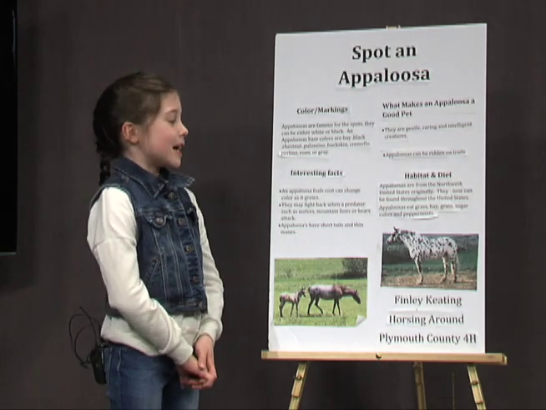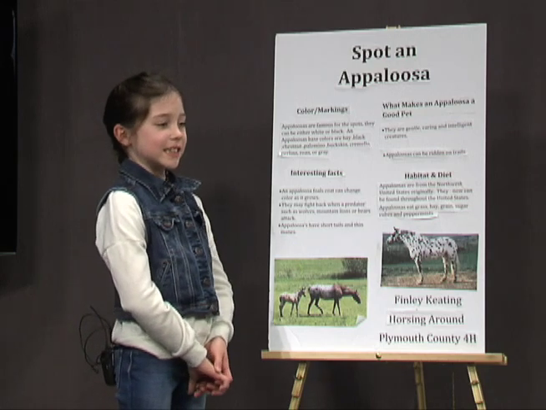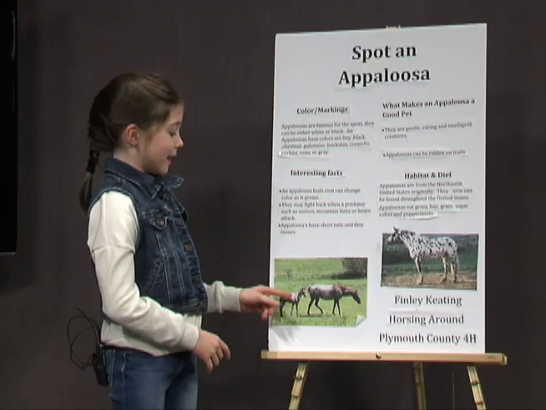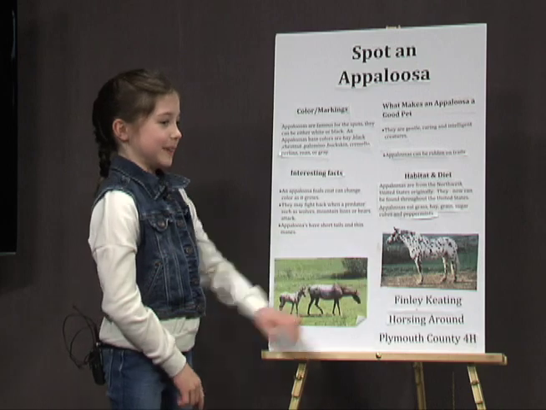Habitat and diet. Appaloosas are from the northwest United States originally. Now they can be found throughout the United States. Appaloosas eat hay, grains, sugar cubes, and peppermints, apples, and carrots. Today I talked to you about Appaloosa horses, and right here are 2 pictures of Appaloosas.